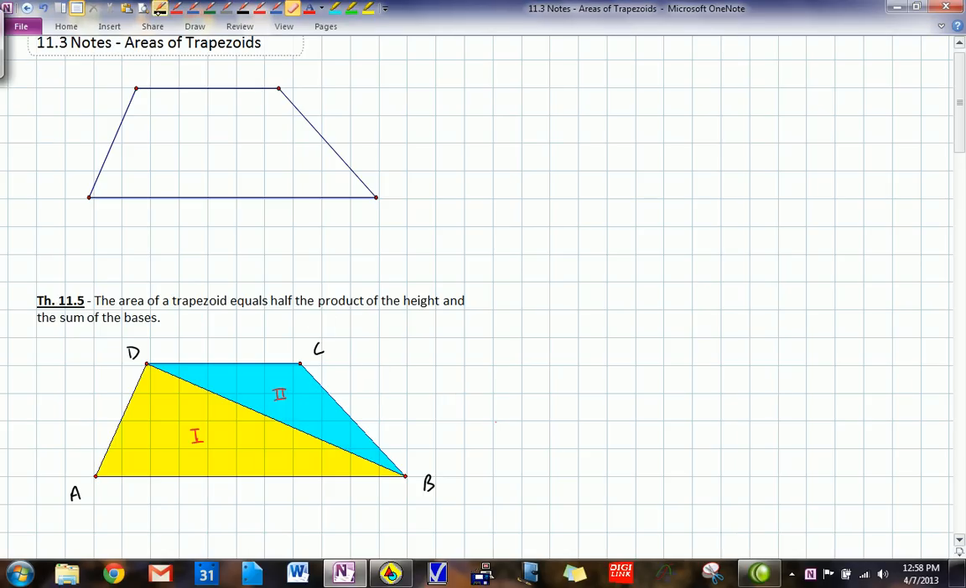These are the notes on the area of a trapezoid. This is section 11.3. First of all, let me remind you about the definition of a trapezoid. A trapezoid is a quadrilateral with exactly one pair of parallel sides.